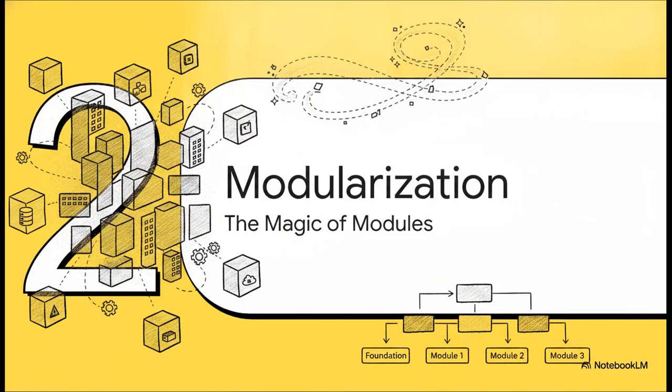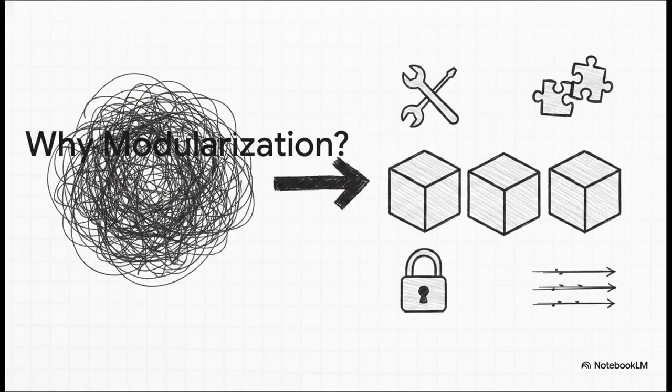Moving right along to Section 2, the magic of modularization. Think of modularization kind of like untangling a giant ball of yarn into neat, totally separate spools. By dividing a massive system into discrete, independent units, we unlock some pretty incredible benefits. I mean, let's be real. Smaller components are just vastly easier to maintain.